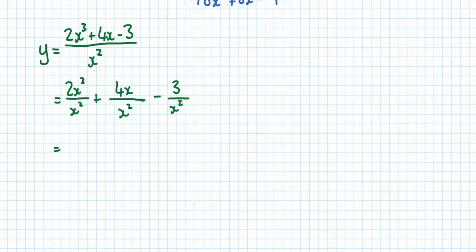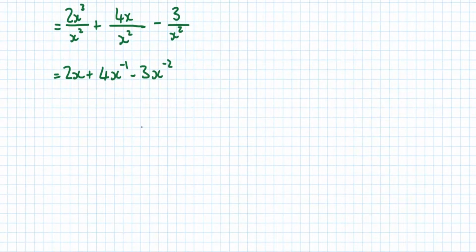So 2x cubed divided by x squared is just 2x. 4x divided by x squared is 4 over x, which is the same as 4 times x to the power of negative 1. And 3 divided by x squared is the same as 3 times x to the power of negative 2. Now, with negative indices, the rules that we look at still apply.